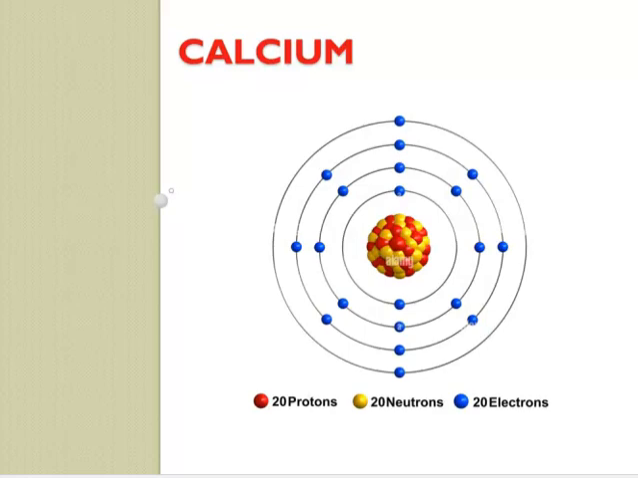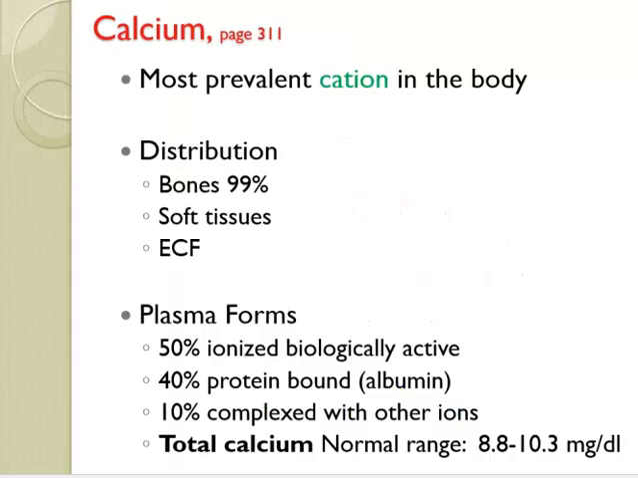The next electrolyte is calcium. Calcium plays a role in bones and teeth, as well as muscles, nerves, and even blood clotting. Calcium is absorbed by the gut and stored in the bones. If calcium gets too low in the blood, the bones can release calcium into the blood. If it happens a lot over time, bones can become weak.